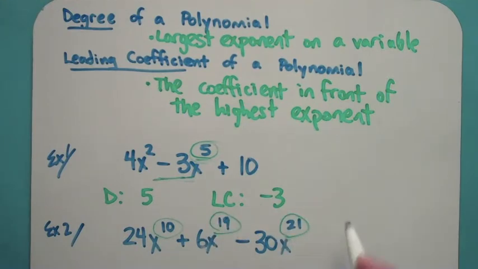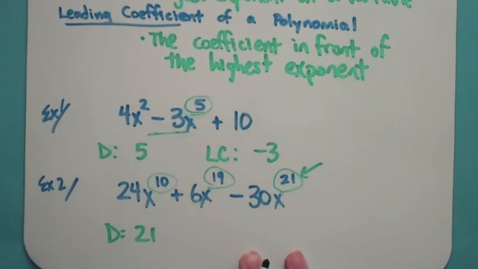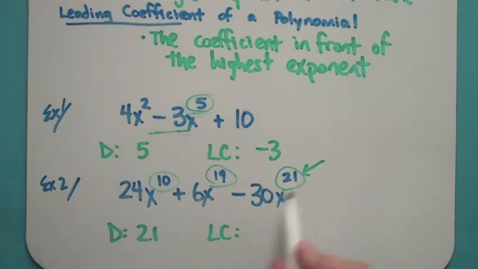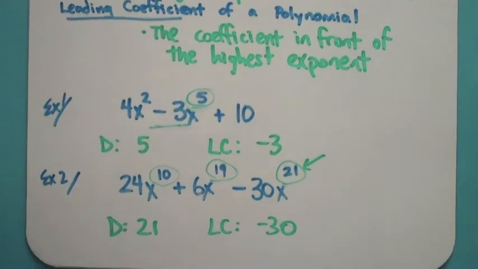On my second example, I have x to the 10th, x to the 19th, x to the 21st. Obviously 21 is my biggest exponent, so this is a degree 21 polynomial. Move that down just a little bit. And the leading coefficient on this problem is the number in front of that. It's going to be a -30. So those two vocab words come up a lot. They're not too bad, but you just got to be able to be sure you can keep them straight.